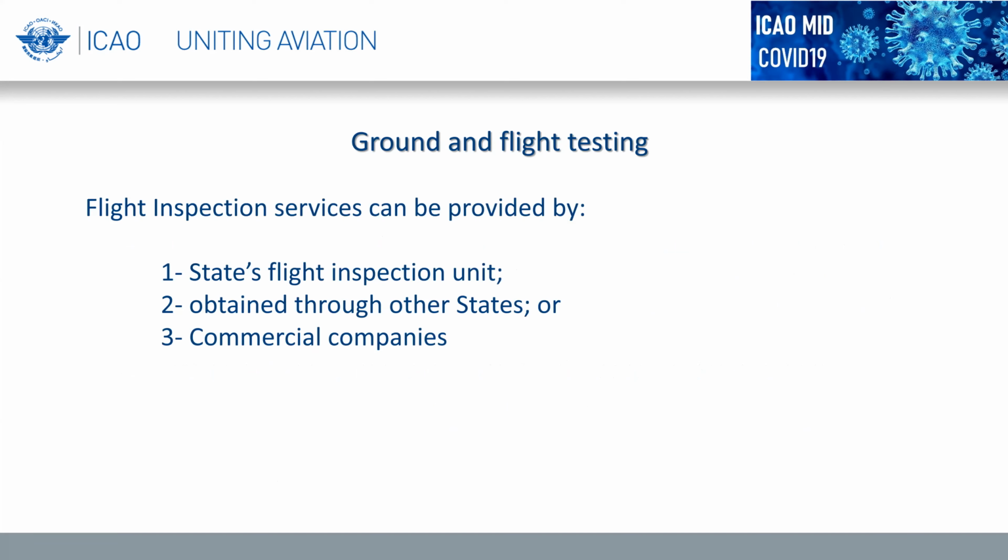The flight inspection services can be provided by several options. The first one is a state flight inspection unit, or by obtaining this service from other states, or it can be done by outsourcing this service to commercial companies. Tomorrow we will receive presentations from 4 states, as Abbas mentioned during the opening remarks. 2 of them are using their own flight inspection units, and the other 2 outsource this service to commercial companies.